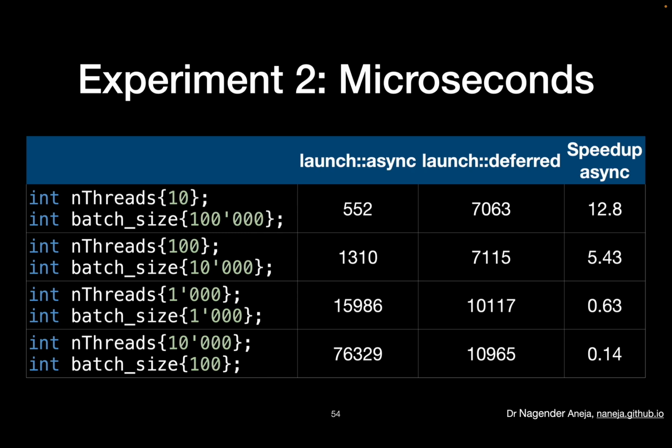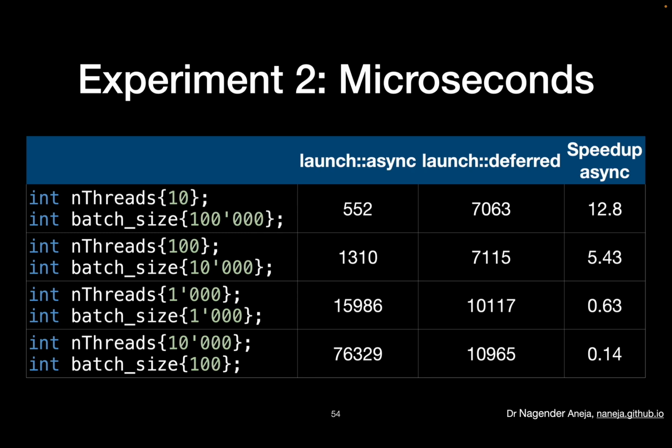We use standard async and standard deferred also. In the standard async case, it took 552 microseconds and deferred took 7,000 microseconds. So the speedup is 12.8. This is much better, 12.8 times better in standard async than the deferred. So async is much better.